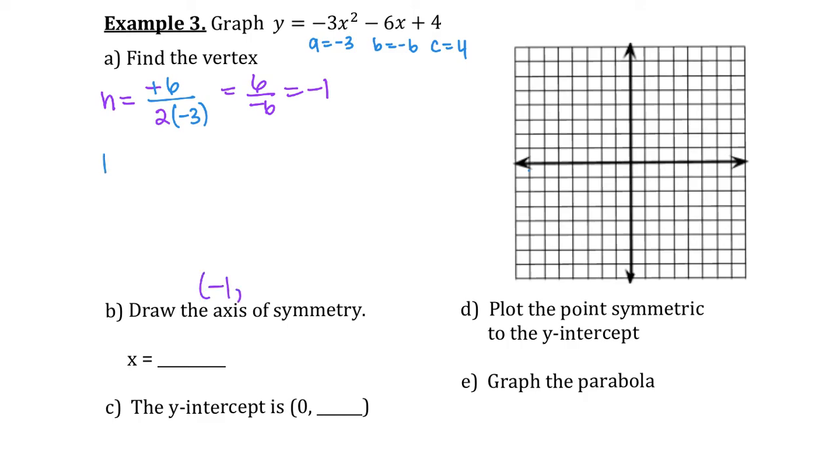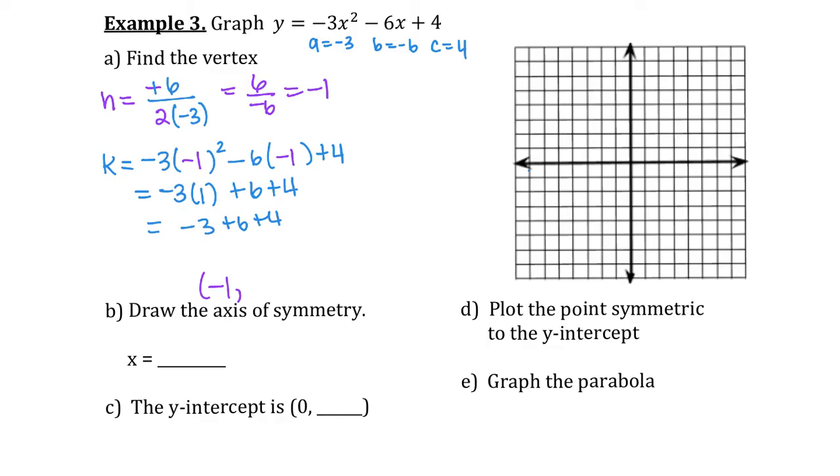Okay, to get the k value, I'm going to plug my negative 1 into my equation carefully. Okay, remember to do the exponent first. So negative 3, negative 1 squared is positive 1. Negative 3 plus 6 plus 4. 6 plus 4 is 10. 10 minus 3 is 7. You are welcome to use a calculator there. My vertex is going to be at negative 1 comma 7.